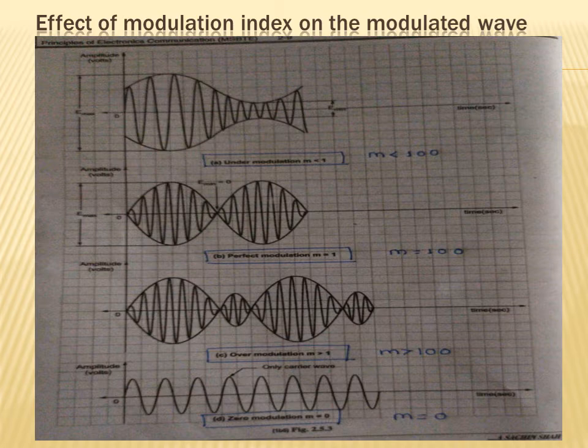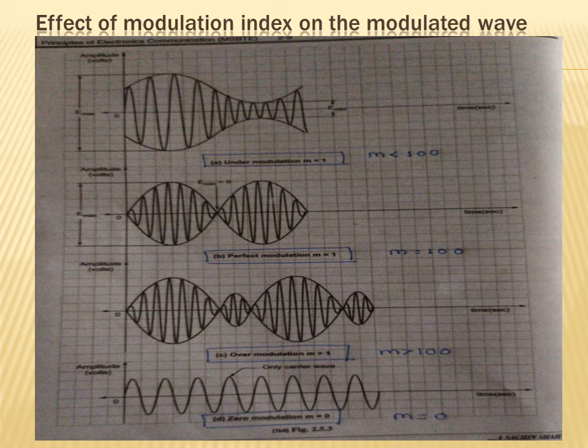Next one, Em is equal to Ec, which means M is equal to 1, that is M is equal to 100%. In this case, the envelope of AM is not exactly the same as the modulating signal and distortion occurs. This is called a fully modulated signal. Again, in this type of condition, distortion takes place.